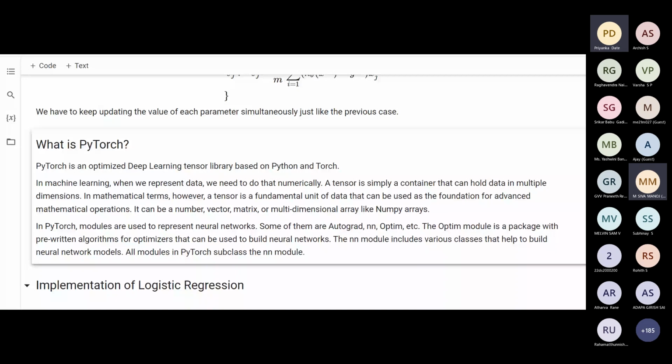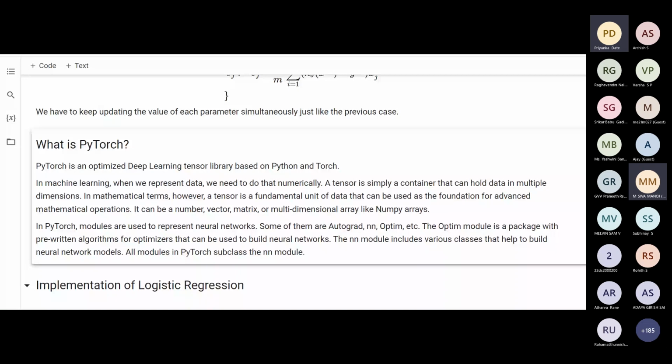In machine learning, we need to represent data a lot. So we use tensors, which is basically a container that holds data in multiple dimensions. Because as the complexity of a model increases, it becomes multi-dimensional, and for that we use tensors, which can be numbers, vectors, matrices, or multi-dimensional arrays like NumPy arrays.